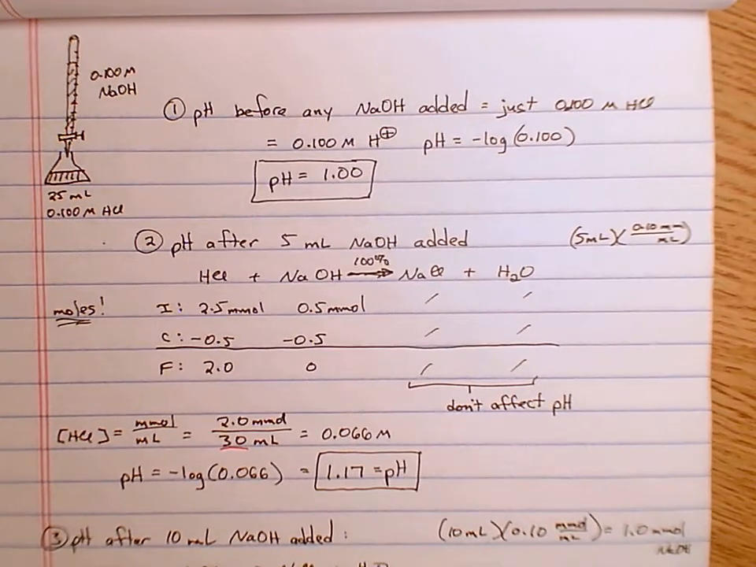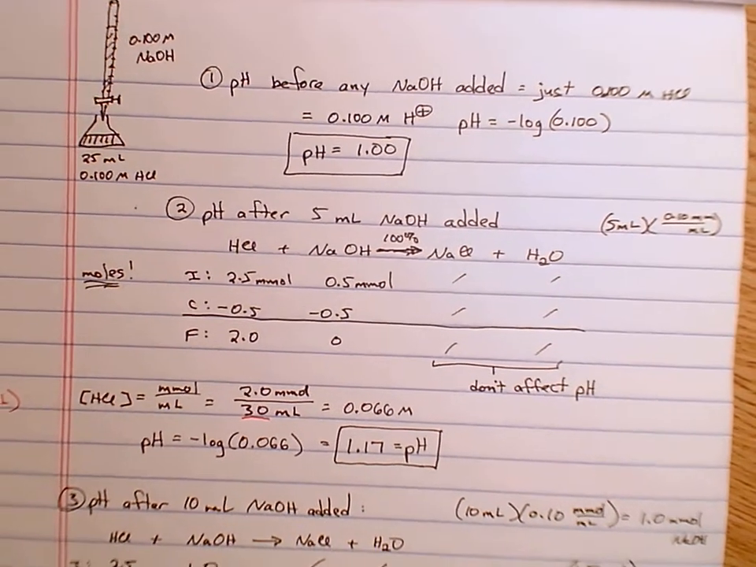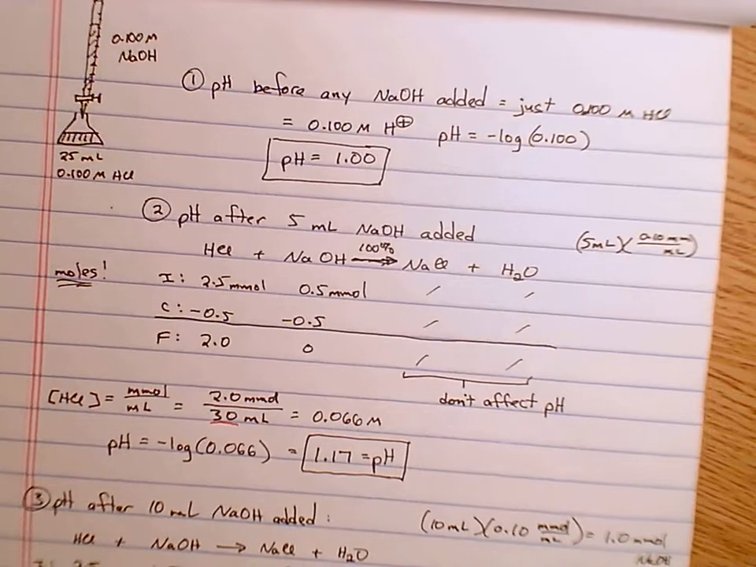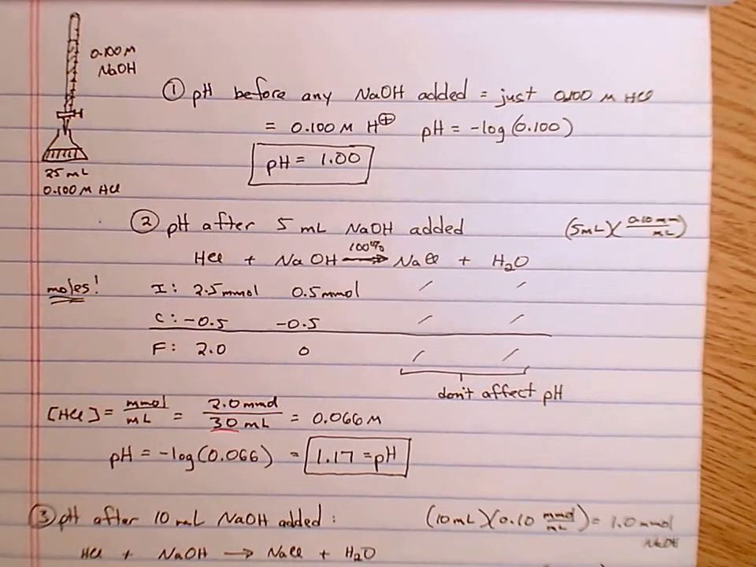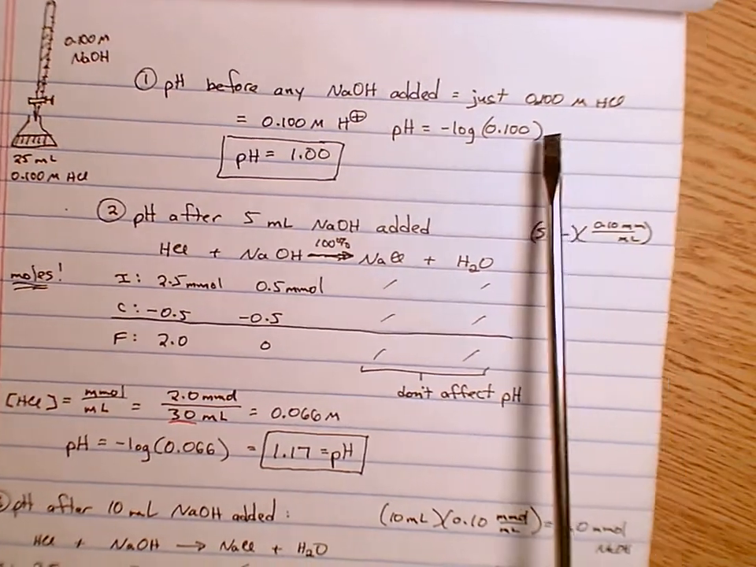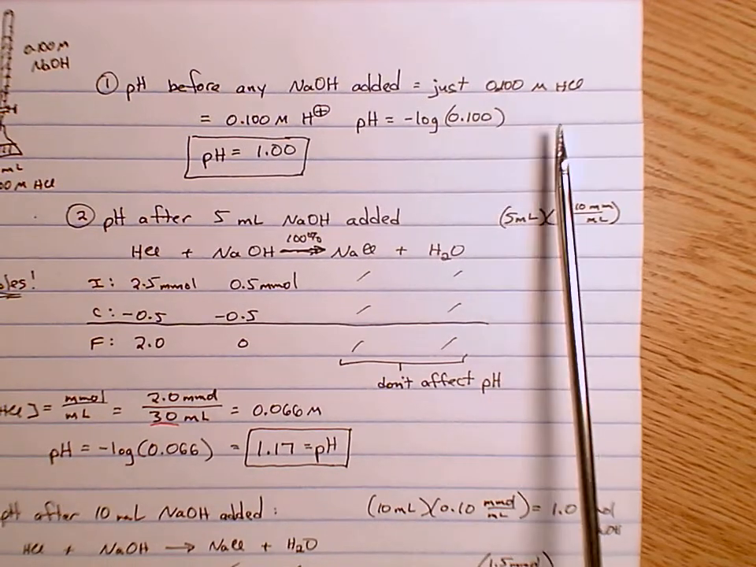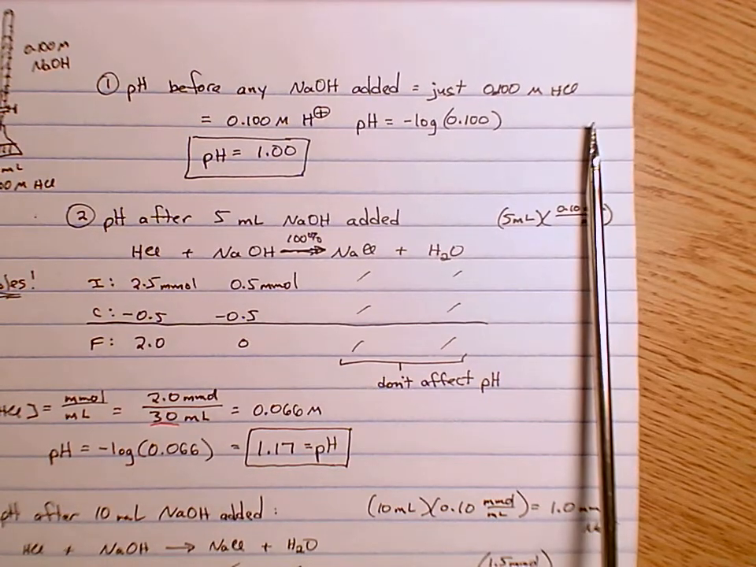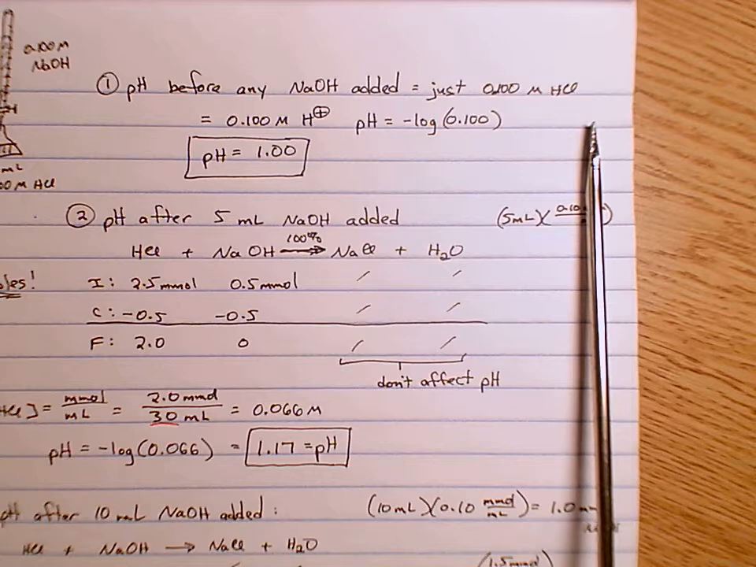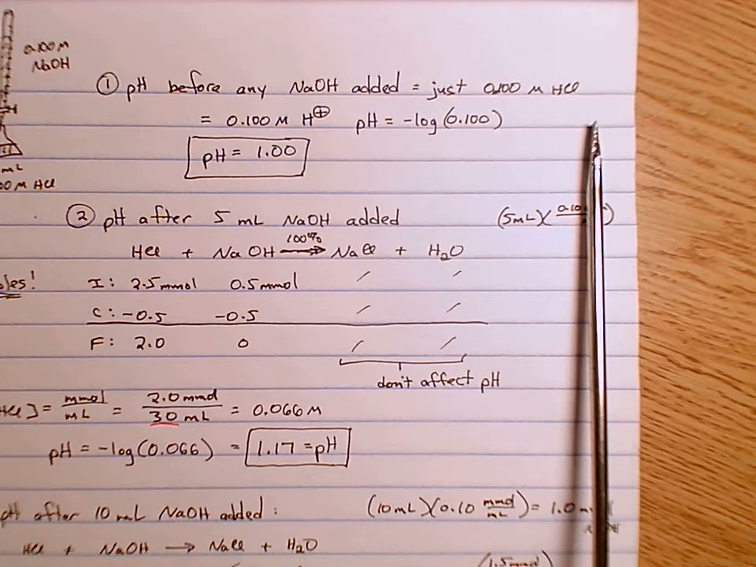So the first thing we need to calculate is what's going to be the pH of this solution. What's the pH before any sodium hydroxide is added? At this point, we just have the 0.1 molar HCl. That's all that's in the solution. All right. Well, that's a pretty easy pH calculation.